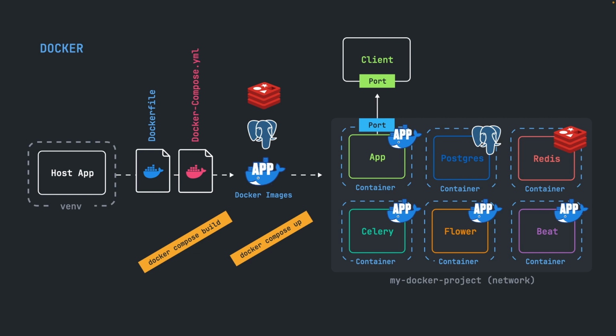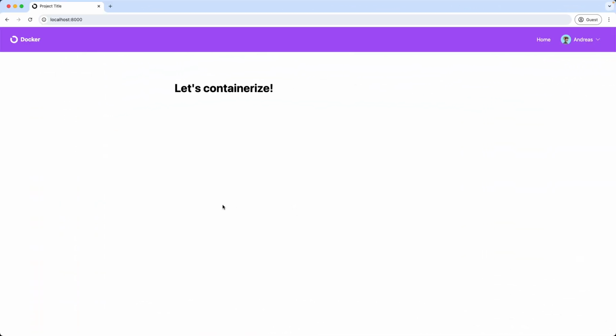Okay, let's get started now. In the last video, we connected our app already to a Postgres database running inside a Docker container. Let's continue now by creating a Docker file to containerize our Django app as well.